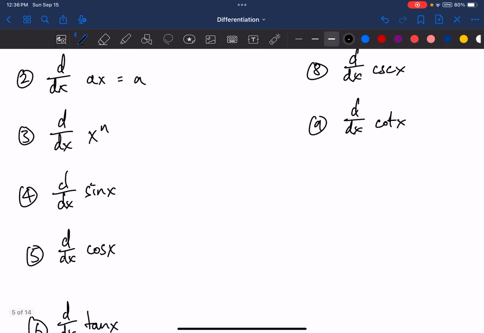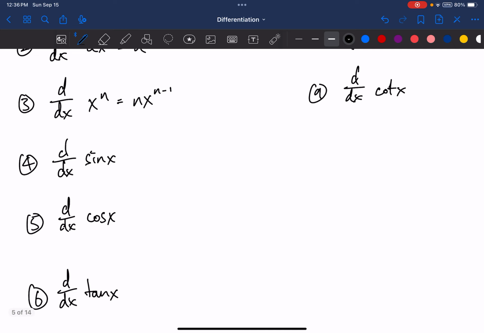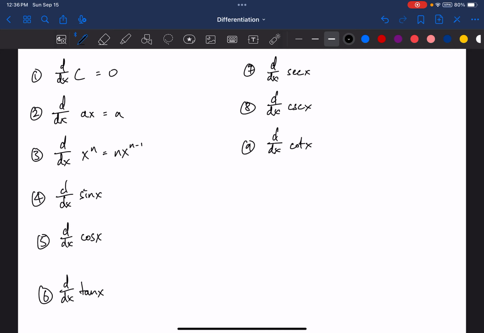For this one, you would take down the index or the exponent of this, put it down, and then you would minus 1 from the exponent. The reason why, you have to go back to first principle, and if anyone wants to learn, then I will make a separate video, but you just have to remember that you would take down the index and then you minus 1 from it.